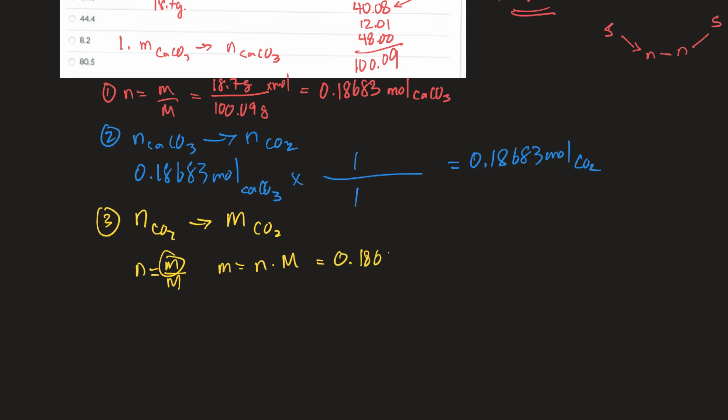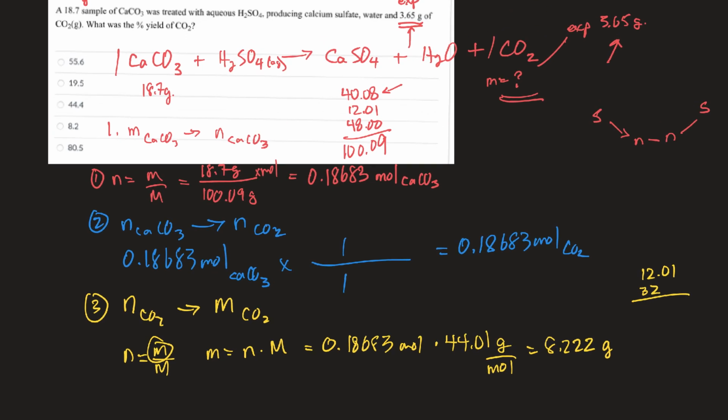Moles are 0.18683 moles. Molar mass of carbon dioxide: carbon's 12.01, and 2 oxygens would be 32. So it's 44.01 grams per mole. So I take that answer I got before and times 44.01. And I got 8.222, etc. grams.